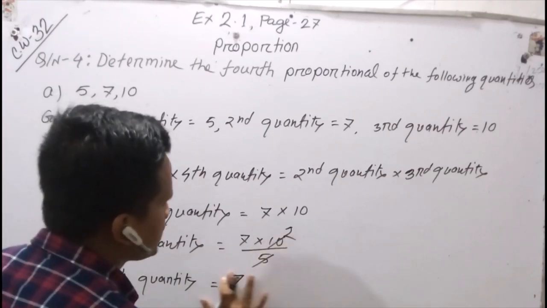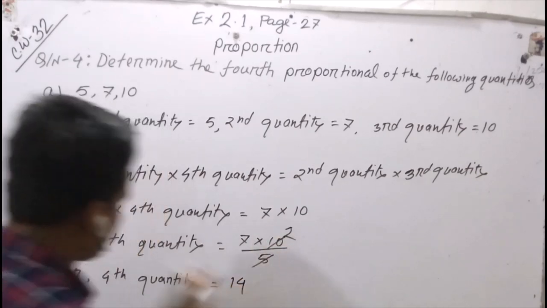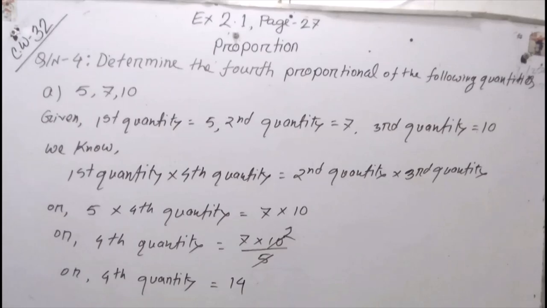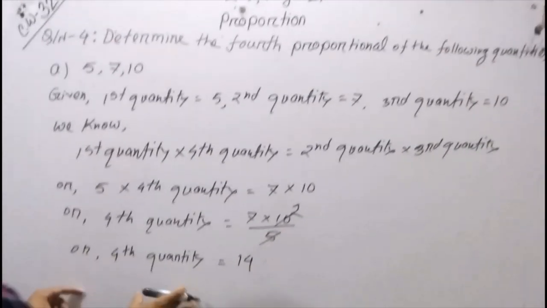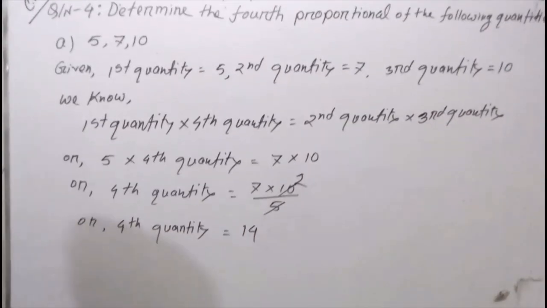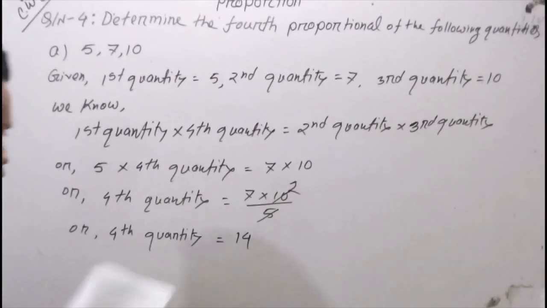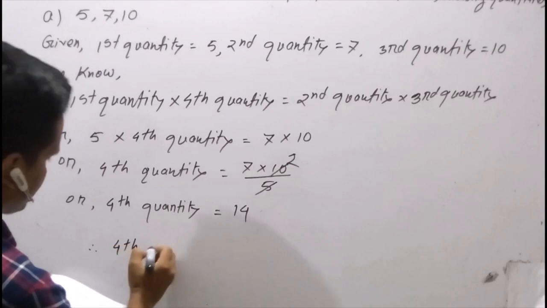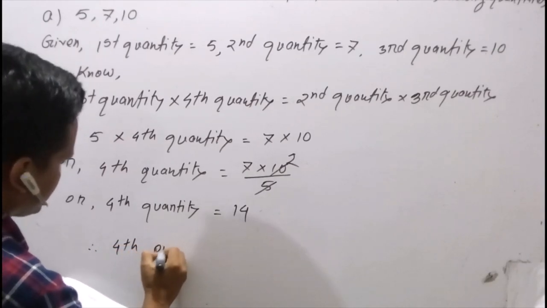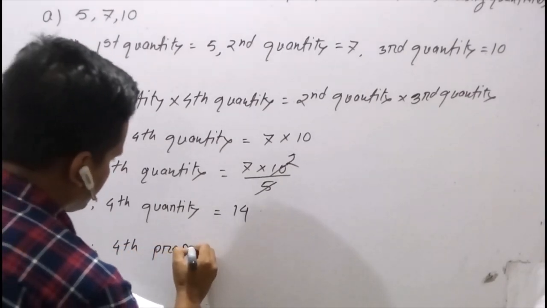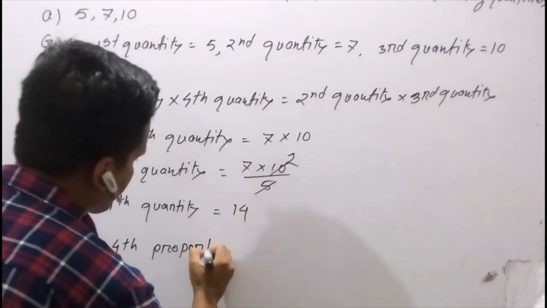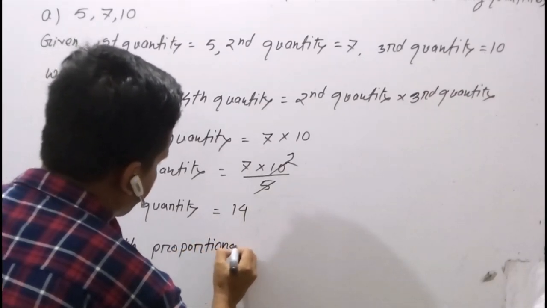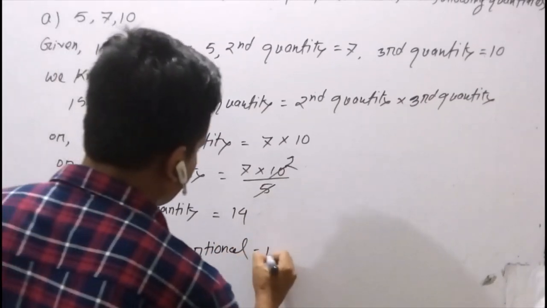So 7 twos are 14, right? 7 twos are 14. So now the fourth quantity is equal to 14. Already we got this fourth quantity. So we can write here: given, determine the fourth proportional quantity. So the fourth proportional is equal to 14.